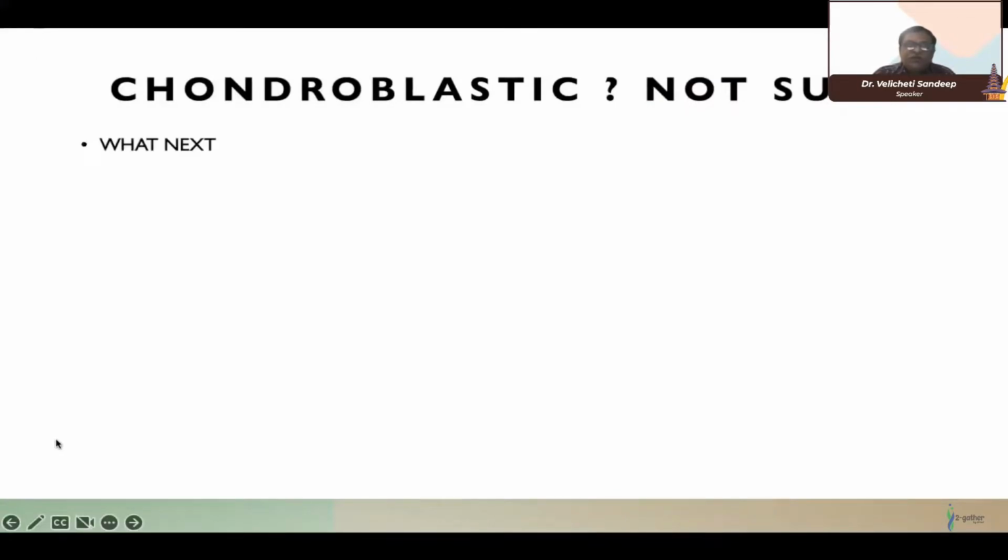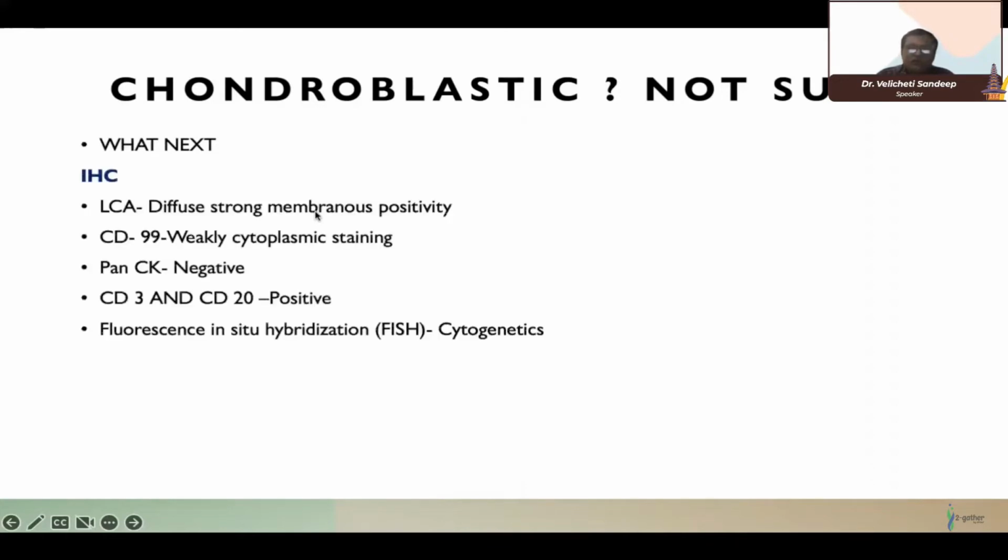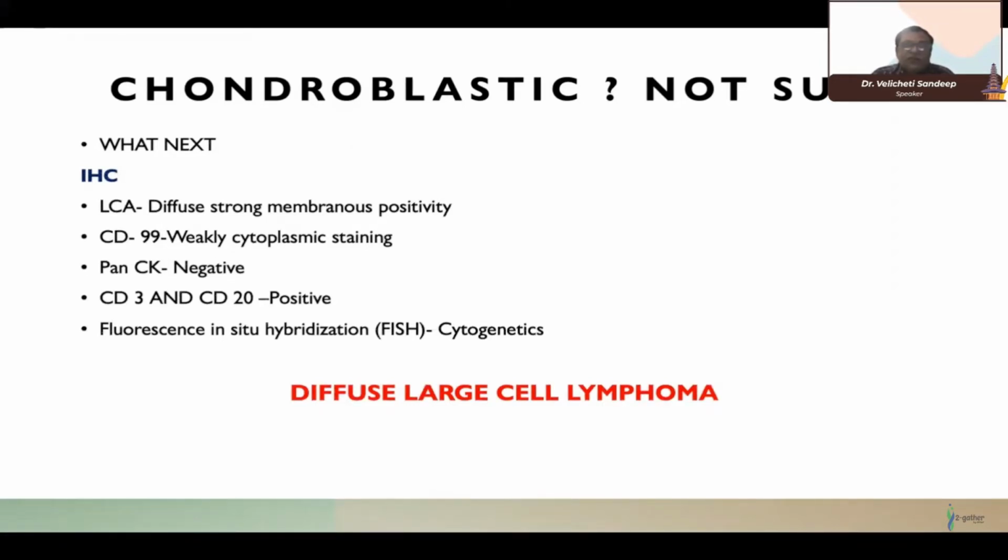So this is my diagnosis, chondroblastic osteosarcoma, though the initial radiologist reported that as osteomyelitis. Then we thought about what to do next after this chondroblastic diagnosis. So then we went through a series of immunohistochemistry, and we ran all of these. Finally, the final diagnosis is diffuse large cell lymphoma.